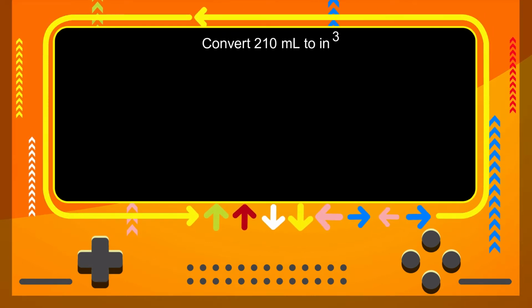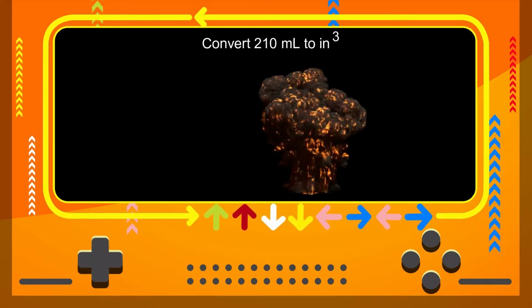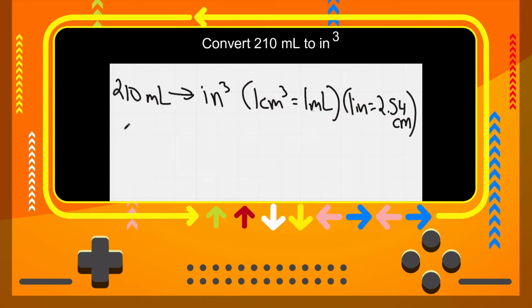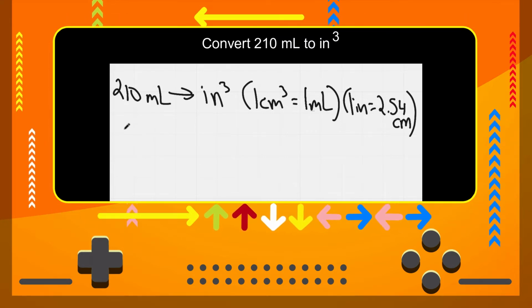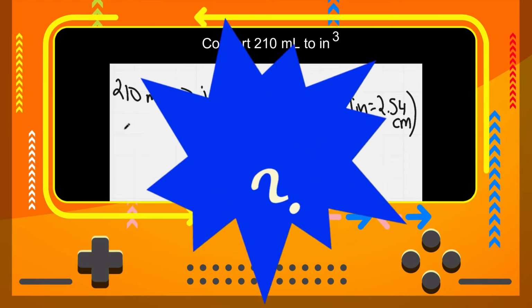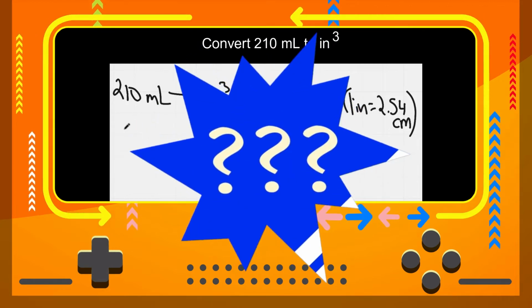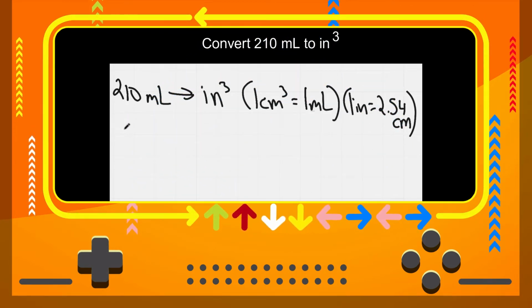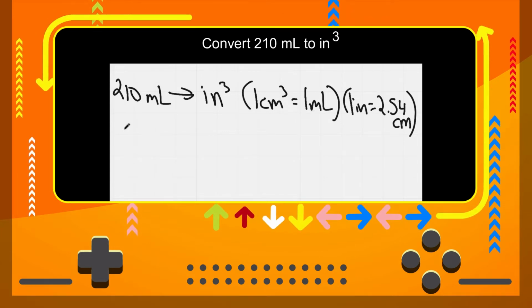So I got 210 milliliters, bam, right here. And remember, this is over one. Now, my question is, what do we want to convert to? Because I'm in a volume, and I need to go to inches cubed. Inches cubed, a length. Not only is it a length, it's a United States length. I mean, it's in inches. It's not even in centimeters. What are we doing here?